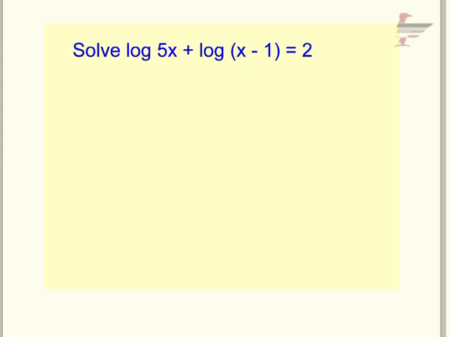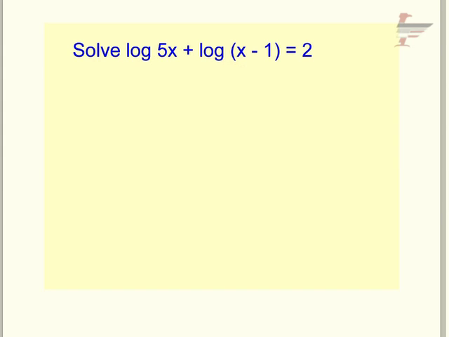Alright, last but not least, the doozy. Log of 5x plus log of x minus 1 equals 2. And I have two logs again, but I also have a constant in there getting in my way. So if I didn't have that 2 in there, I could set these equal to each other, and it would be a basic, simple problem by dropping the logs. But unfortunately, I can't because I have it equaling 2.